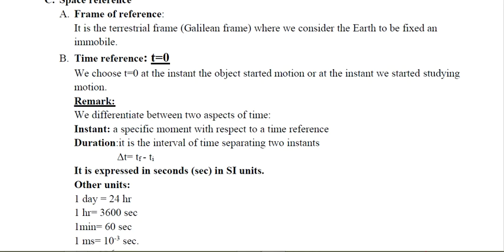So remark we differentiate between instant and duration. What's the difference between instant and duration؟ اثنيناتهم وقت بس instant هو لحظة. It's a specific moment with respect to time reference. الانستنت هي لحظة ومعينة. أما duration هي فترة زمنية بين two instants. It's the time interval separating two instants. So delta t is t final minus t initial.